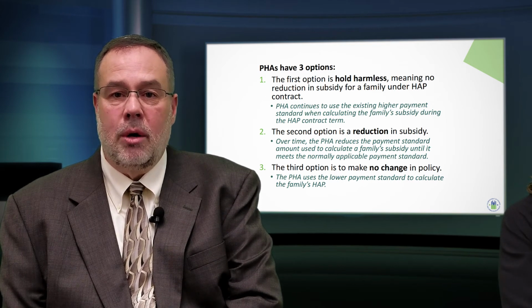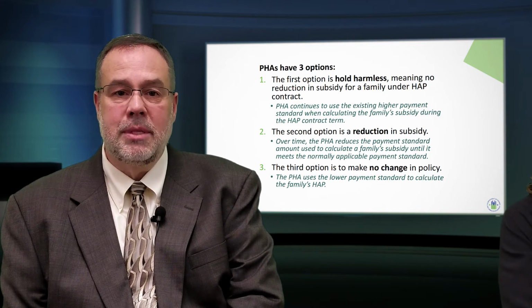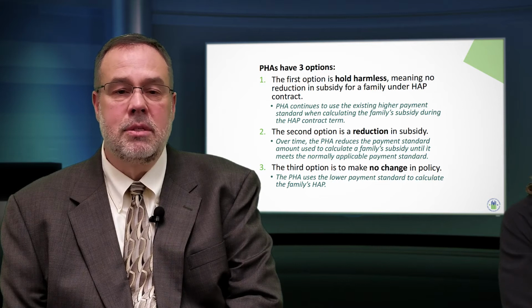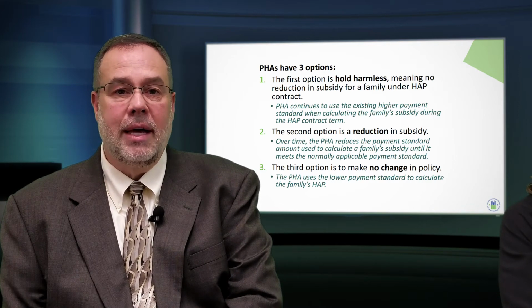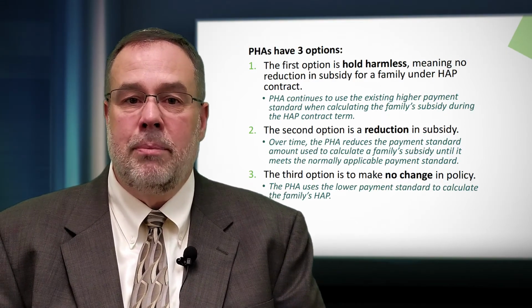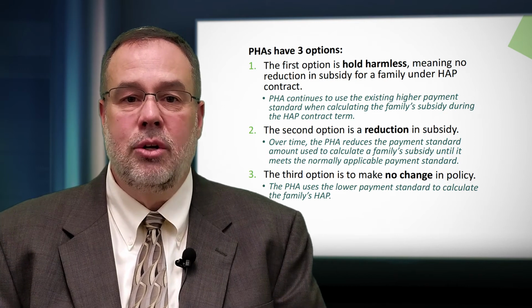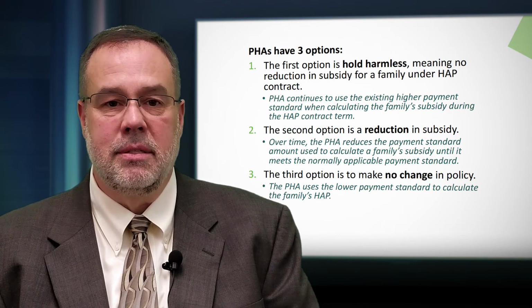PHAs choosing the hold harmless option will need to calculate subsidies based on the hold harmless payment standard for families under HAP, while applying new payment standards based on small area FMRs for all new HAP contracts that the PHA executes after the effective date of the revised payment standard schedule. For example, the new payment standard would apply to families off the waiting list who are issued vouchers and any current participant who is moving to a new unit with continued HCV assistance.